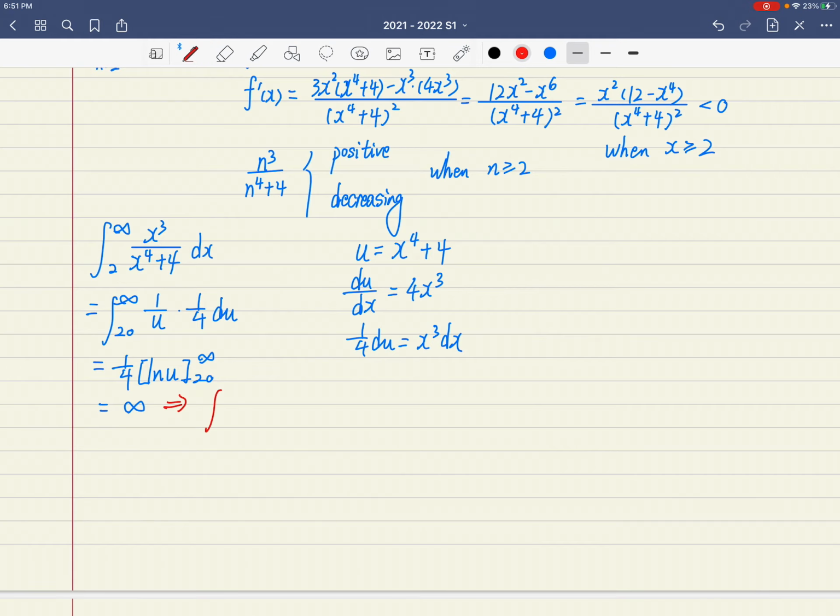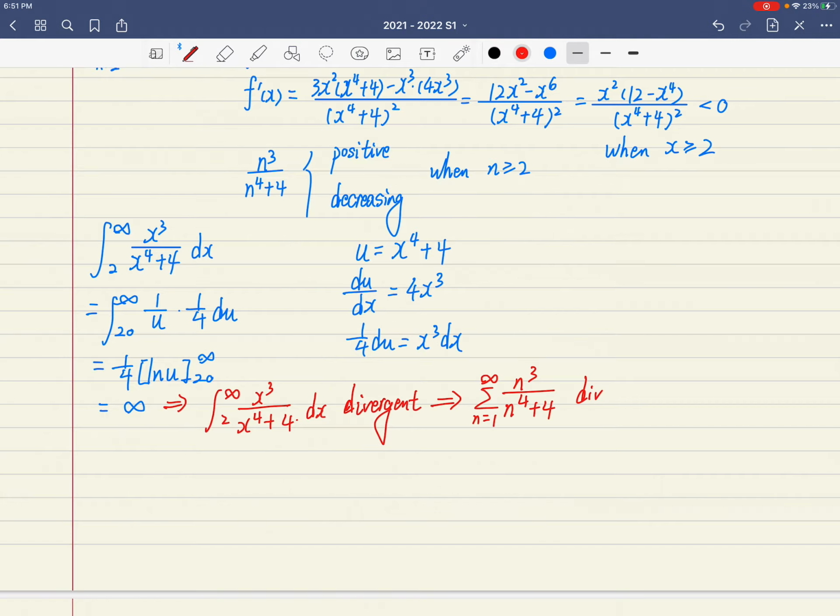That means this improper integral is divergent, because the result is infinity. This is divergent. So the series must also be divergent as well.